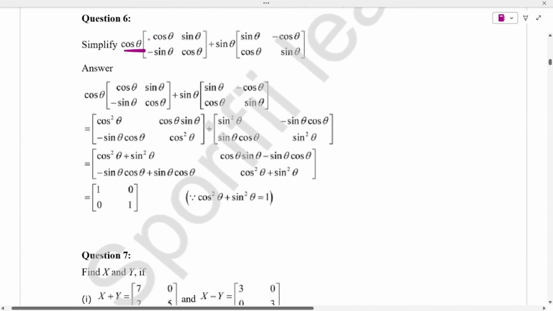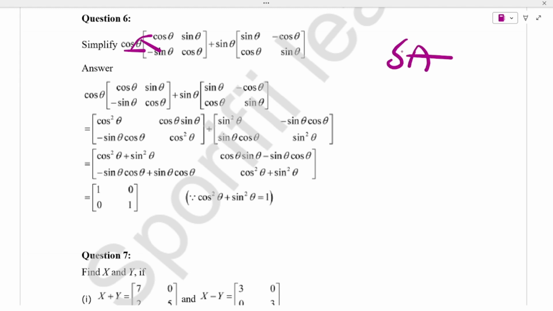Cos theta into cos theta sin theta minus sin theta cos theta, plus sin theta into sin minus cos sin, they have given. Now you have to find this, right? First, to add what they have given, you have to first multiply. There we found 5a, right? So 5 you multiplied for each of the elements. The same way, in place of 5 here they have given cos. That is how you need to understand here, okay?